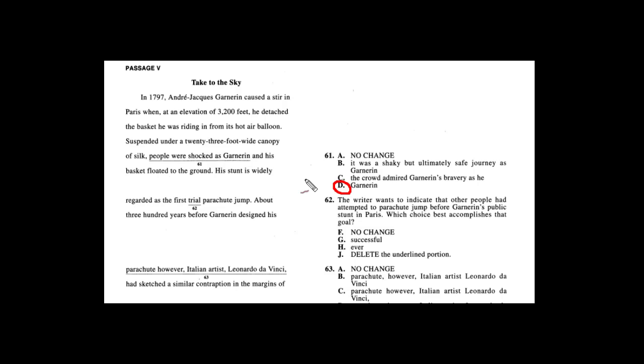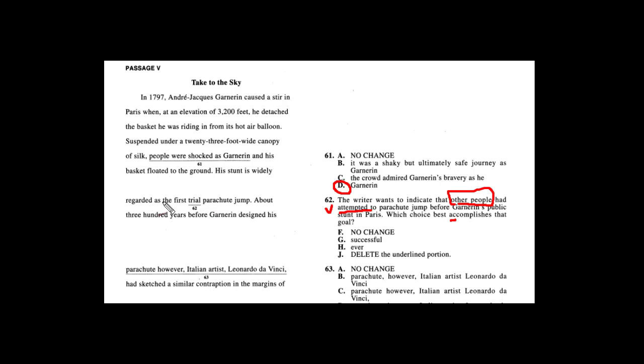Problem 62, here it says the writer wants to indicate that other people have attempted to parachute from this Paris location. This is a Formula B question. So think, other people, how are we going to show that other people have tried, attempted? You see, that's our verb.